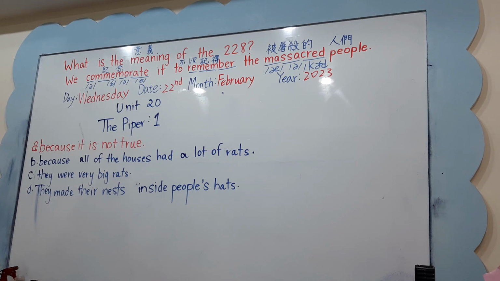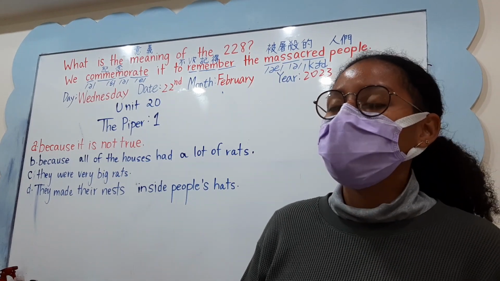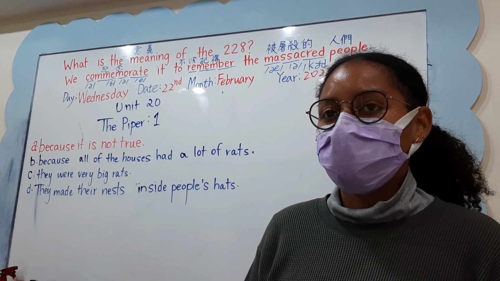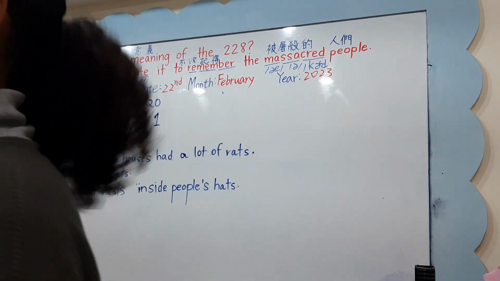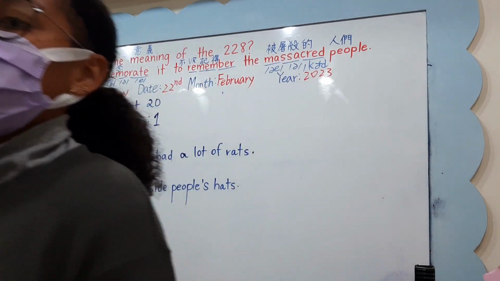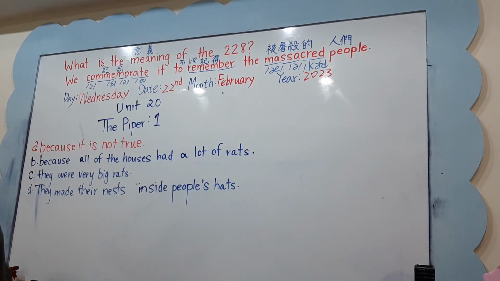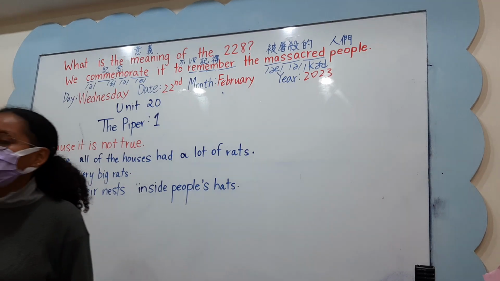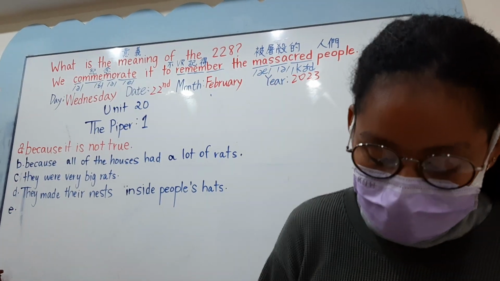No. Remember, Ethan, it's C. Why were the rats able to fight the dogs? Think about their size. Okay, so they were able to fight the dogs because they were very big rats. Okay. And Jason, where did the rats make their nest? Inside people's hats. Okay. So these were very big rats making their nests inside of people's hats, and they lived in people's houses, and the people were unhappy.